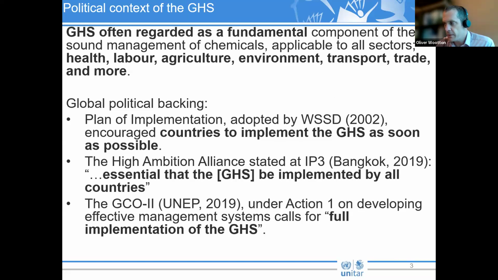The High Ambition Alliance in 2019 stated it is essential that the GHS be implemented by all countries. And the Global Chemicals Outlook 2 back in 2019 also called for full implementation of the GHS.